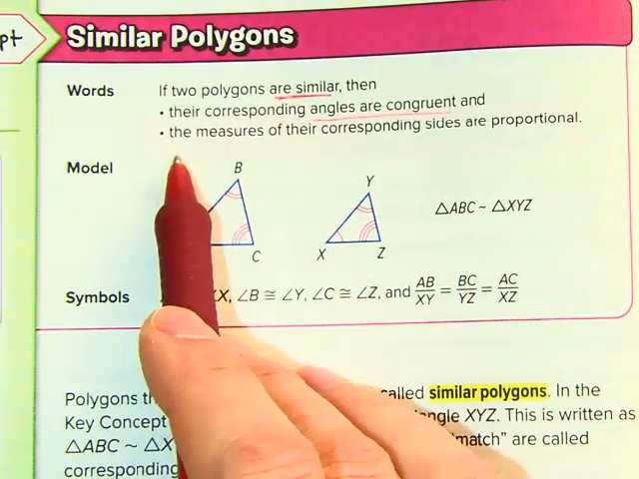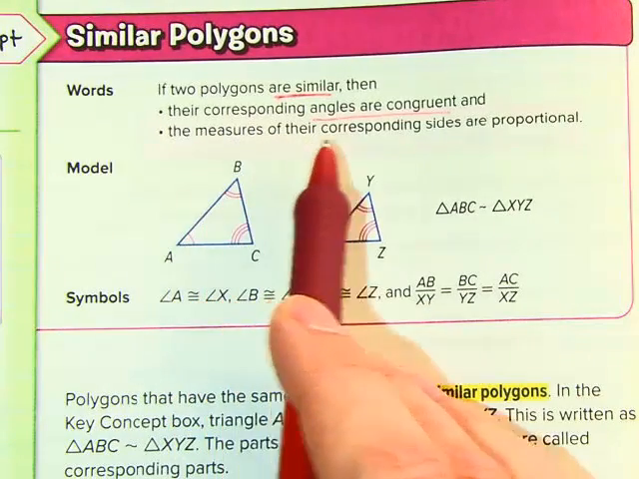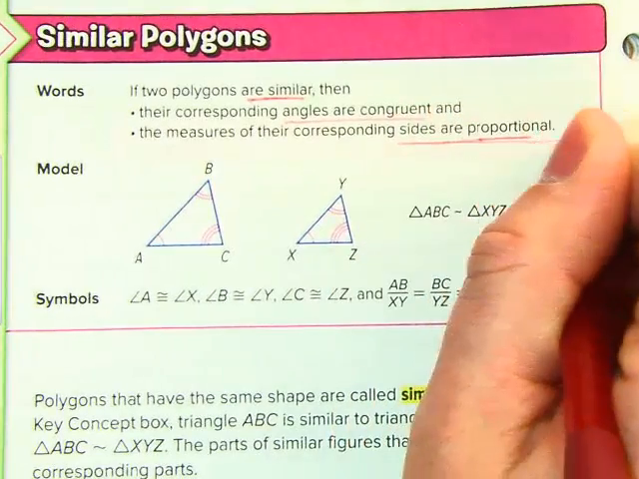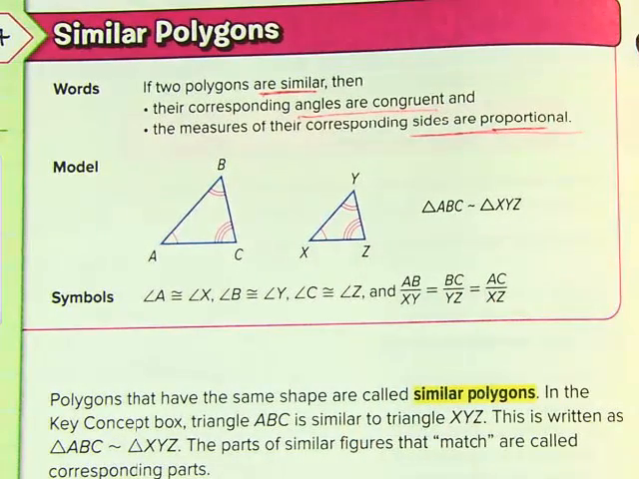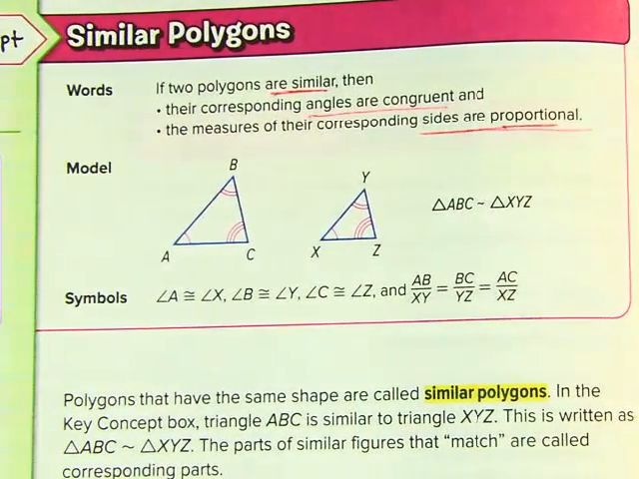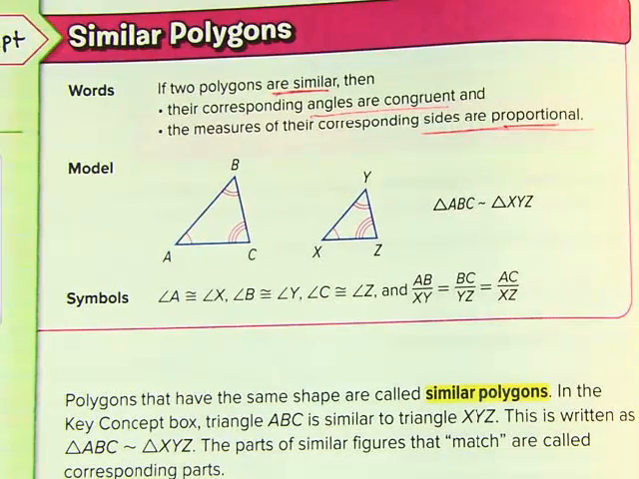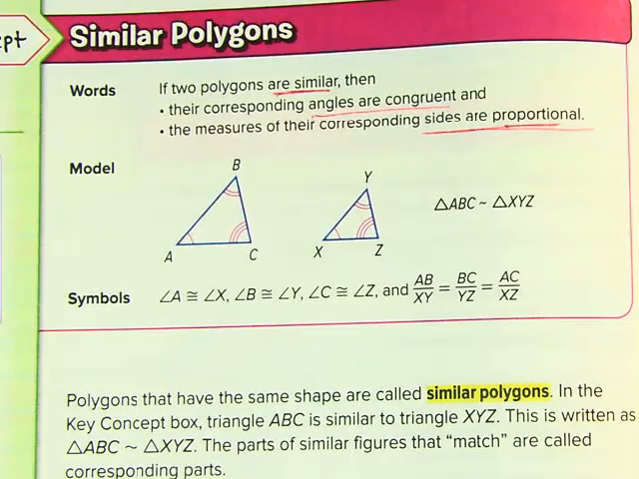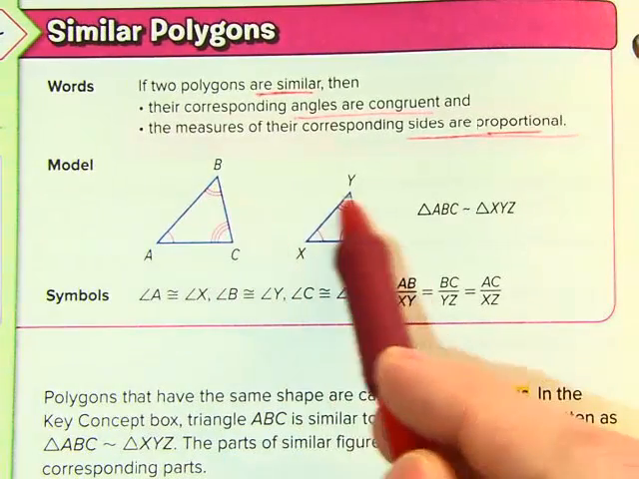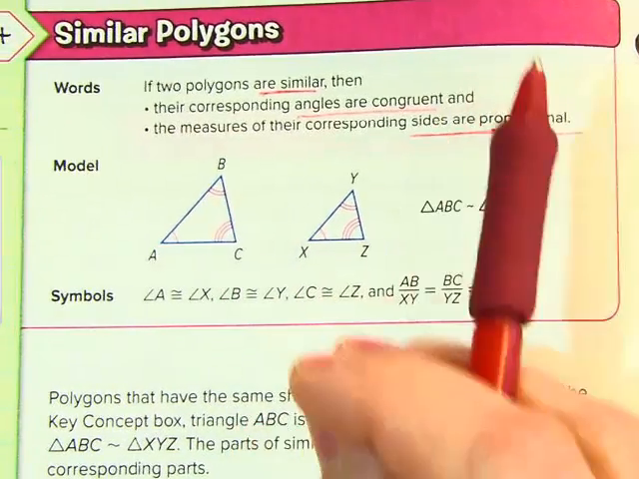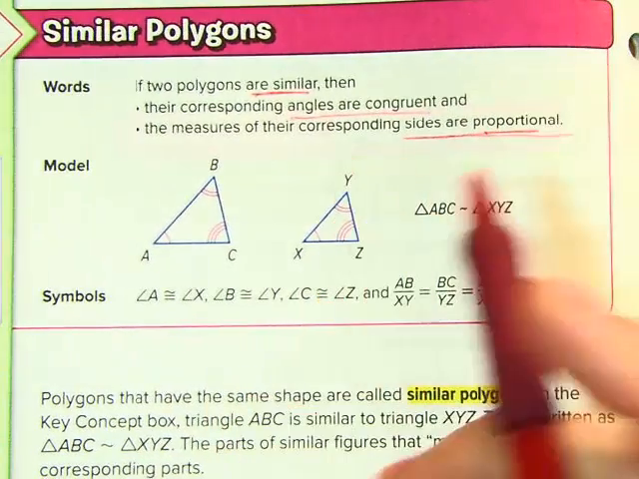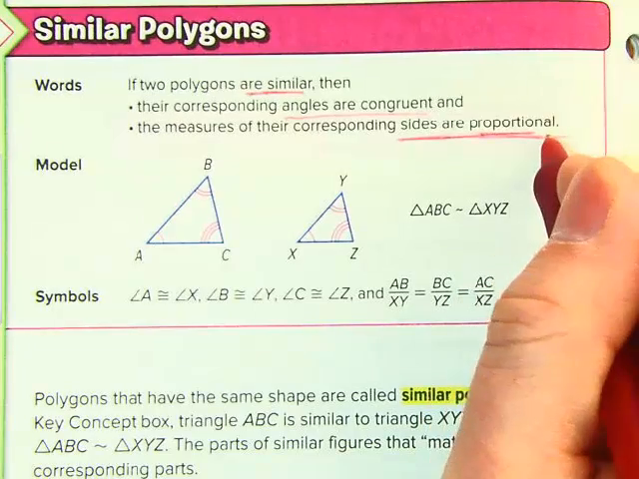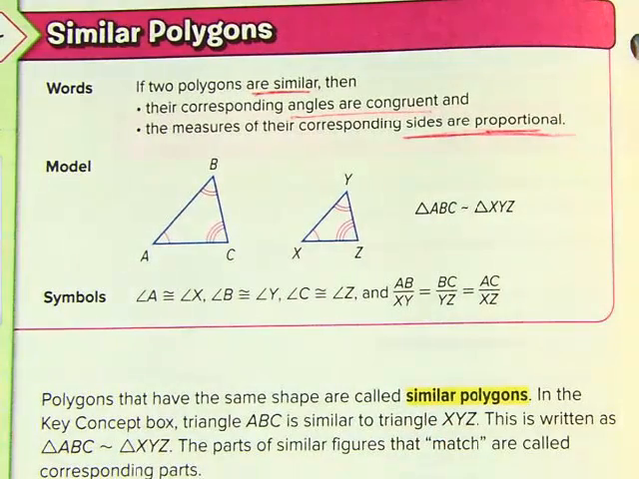The second thing that has to happen is the measures of the corresponding sides are proportional. Okay? So the sides need to be proportional. What that means basically is what we talked about last week when we talked about scale factor or dilation or the K, that all of the sides need to expand or shrink at the same rate. When they expand or shrink at the same rate, that's what we call proportional. And that's what we're going to look at today.